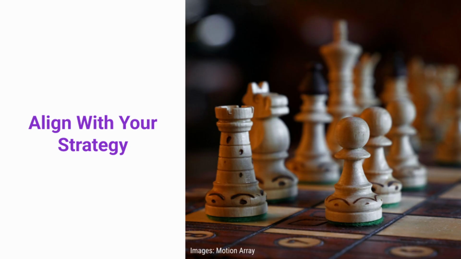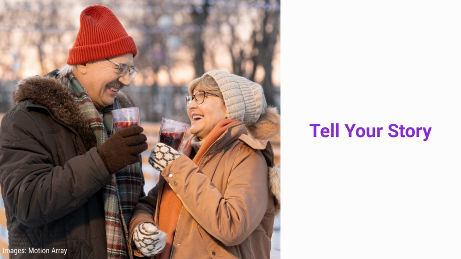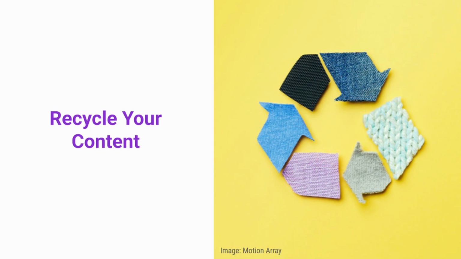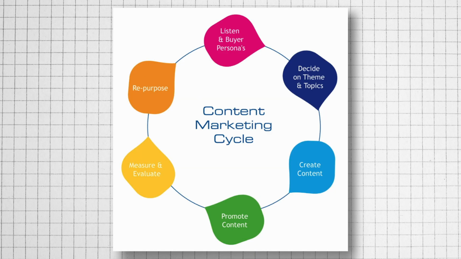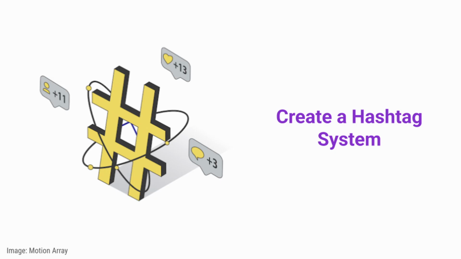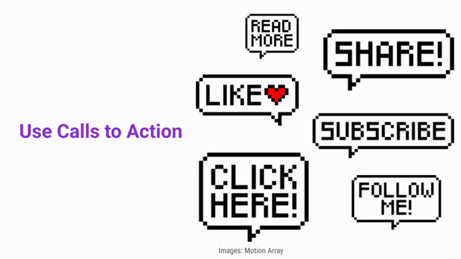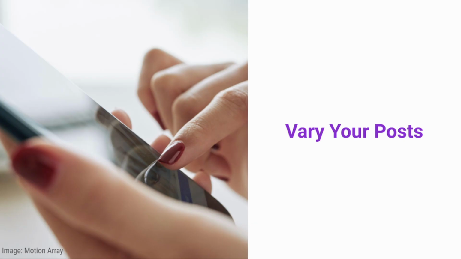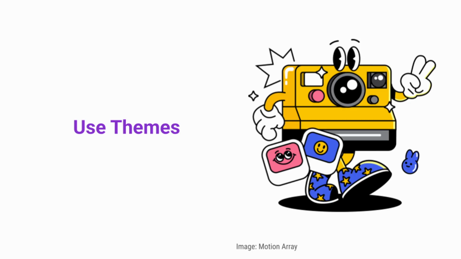First, align with your strategy. Every post should serve a purpose, like a well-placed chess move. Tell your story, connect with your audience on a personal level, because people buy from people. Recycle your content. See this example diagram for the content marketing cycle. Create a hashtag system. Organized hashtags are your secret weapon for visibility. Use a call to action. Tell your audience what to do. Don't leave them hanging. Vary your posts. Keep it interesting, like a varied playlist you have on Spotify. Use themes. Tie your content to relevant events. It shows you're in the know.